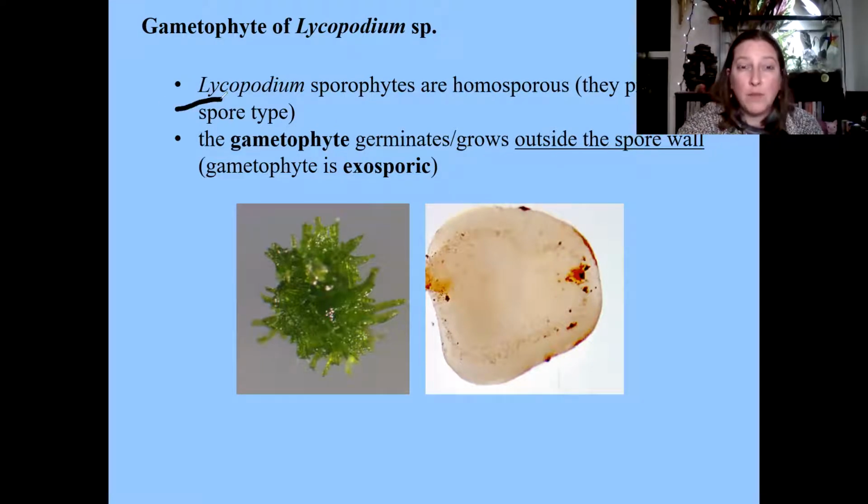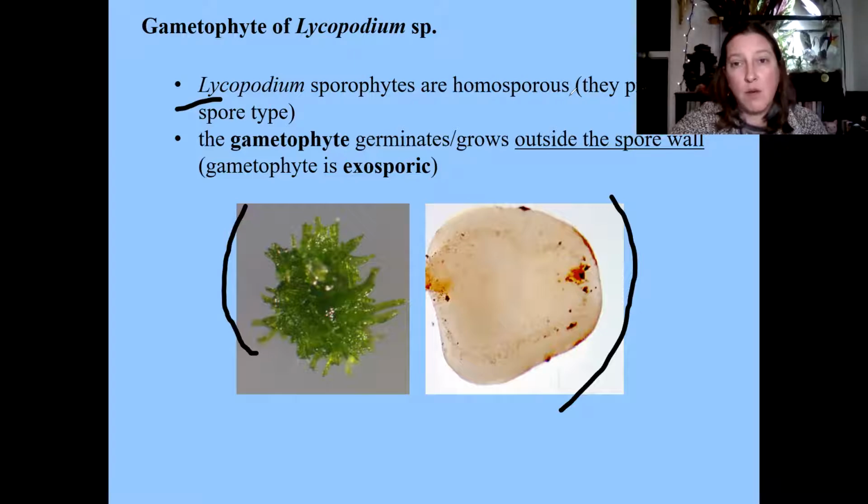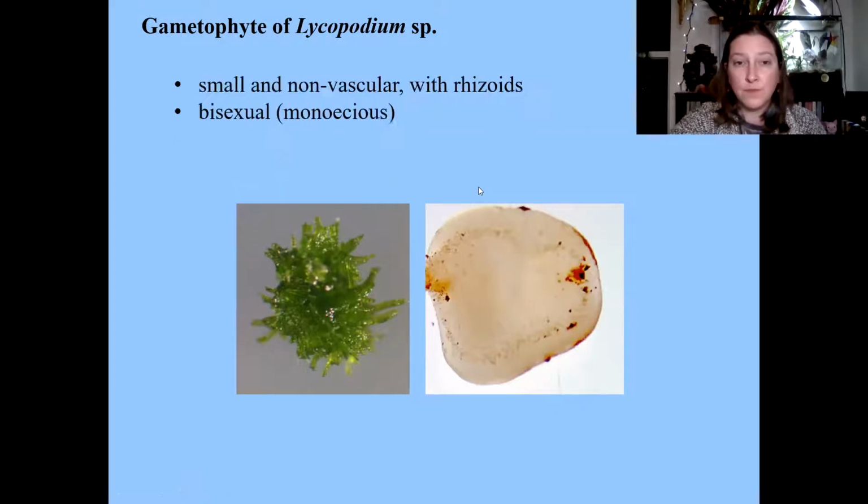But if you're a Lycopodium, you make one type of spore, and your spore, when it germinates and grows, the gametophyte plant is going to be outside of that spore wall. In some species, green blob, and other species looks like a carrot or a radish. The gametophyte plants, if they look like a green blob or if they look like a radish, they are very small. They are non-vascular, the gametophyte plants, and have those things we're familiar with, right? Rhizoids and things like that.